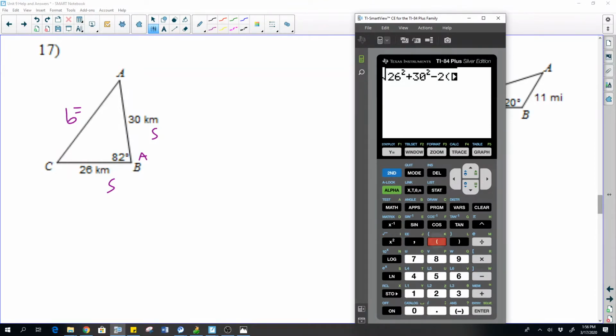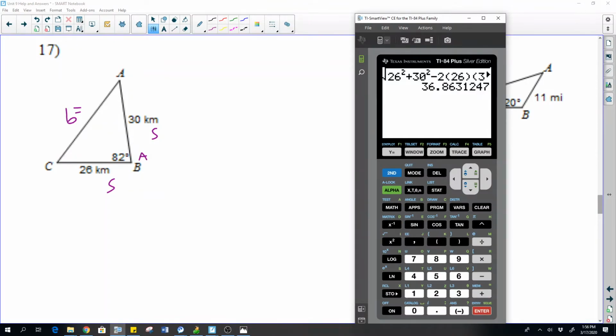Minus 2 times those two sides, and then times cosine of the angle between the sides, which is 82 degrees. And so then I think I need to close one more parenthesis. No, I don't. We're good. Bam! So we get 36.86, which is our other side.